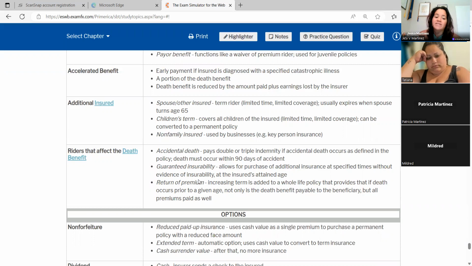Now you have riders that affect the death benefit, which is the accidental death rider, which pays double or triple if the accidental death occurs as defined in the policy, and death must occur within 90 days of the accident. Guaranteed insurability allows for purchase of additional insurance at specified times without evidence of insurability at the insured's attained age. And return of premium, increasing term is added to a whole life policy and provides that if death occurs prior to a given age, not only is the death benefit payable to the beneficiary, but all premiums paid as well.